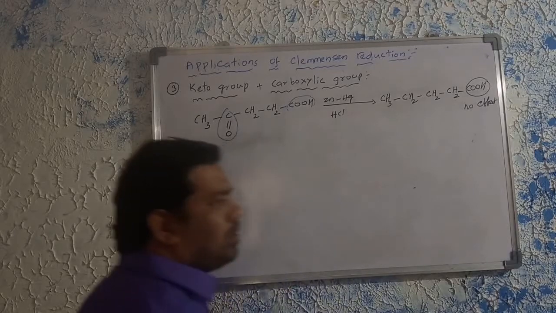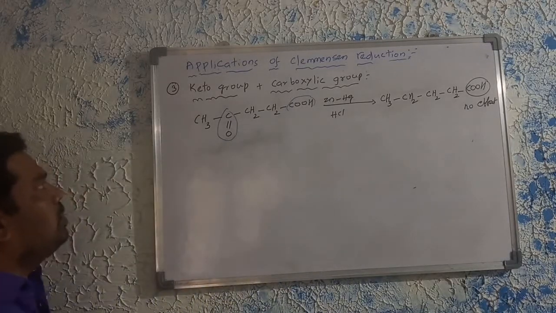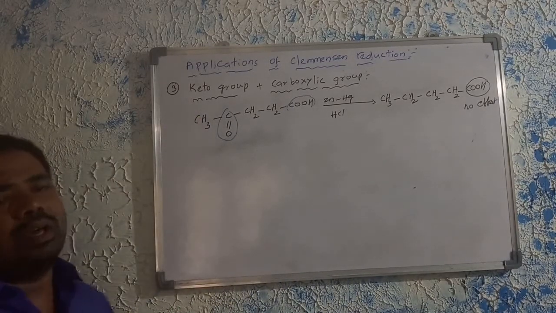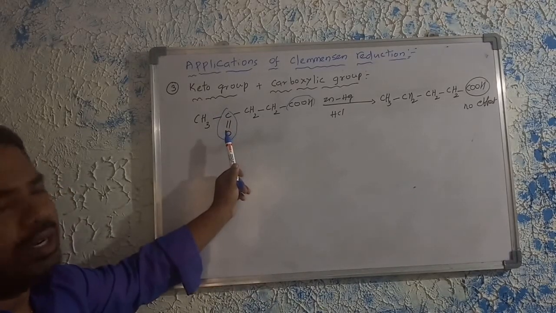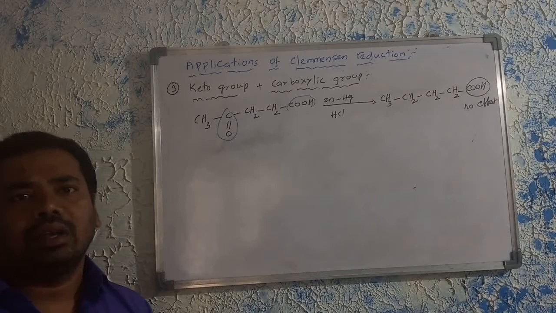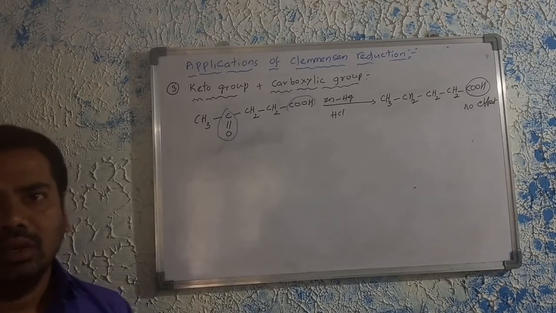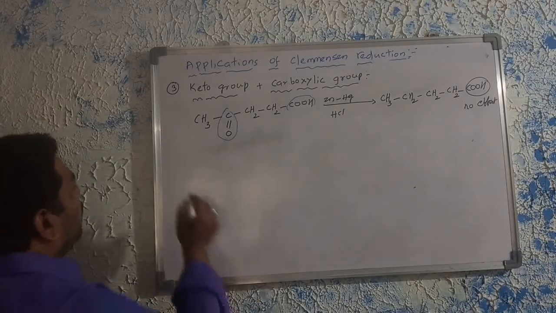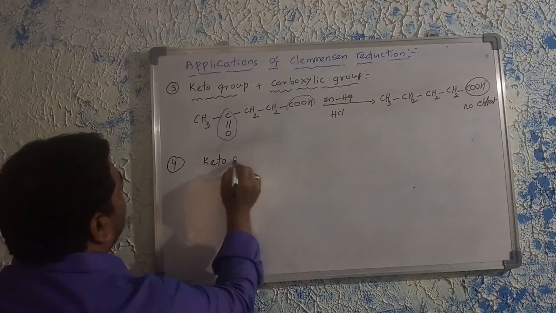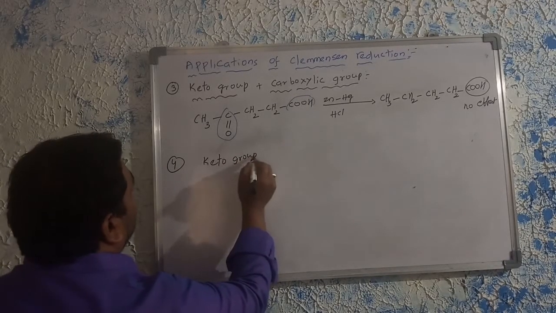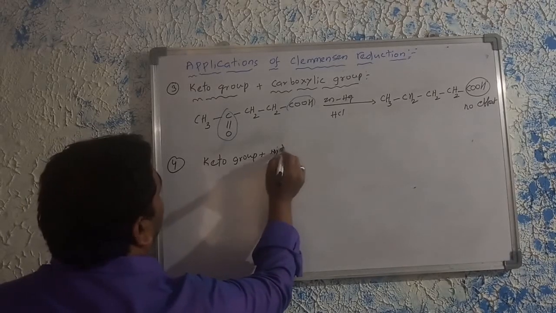in the carboxylic acid group. So when keto group plus carboxylic acid group are present, only the carbonyl group is reduced, but there is no effect on the carboxylic acid group. Remember students. Then fourth, keto group plus nitro group.